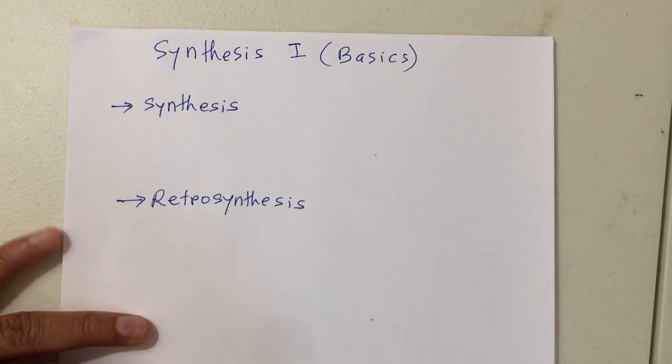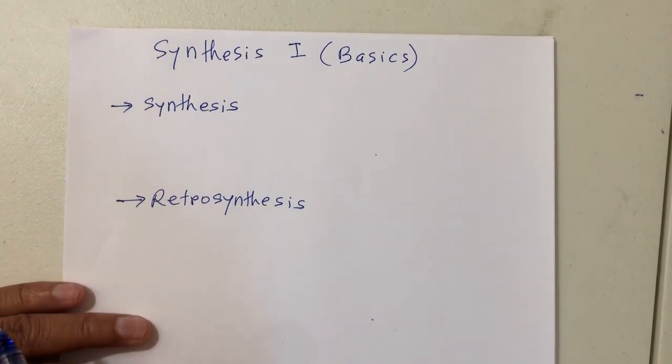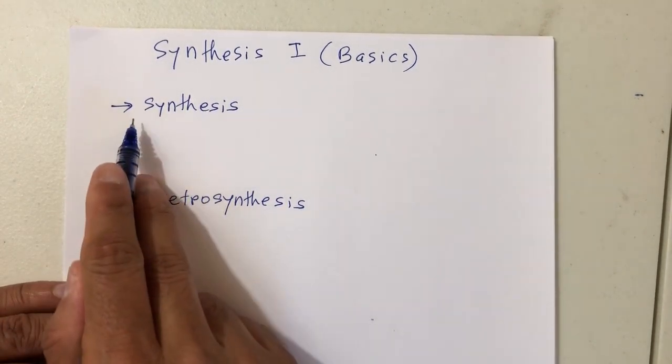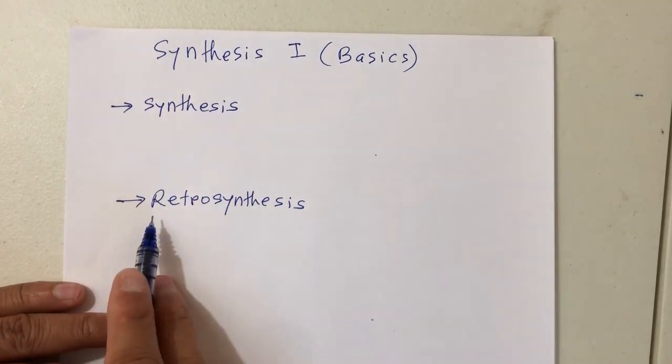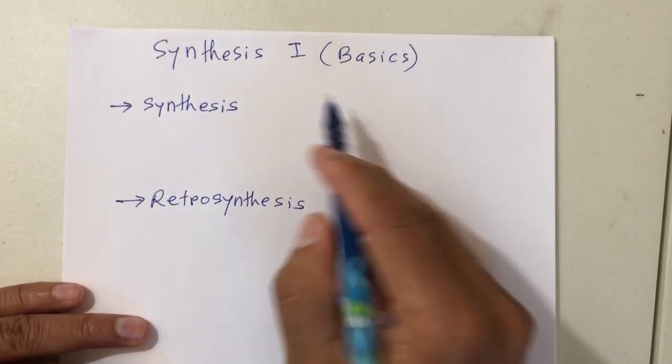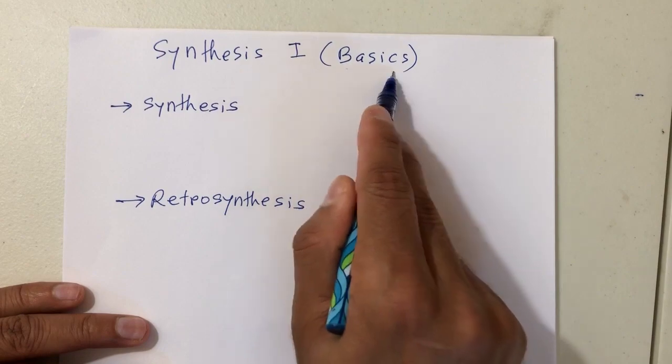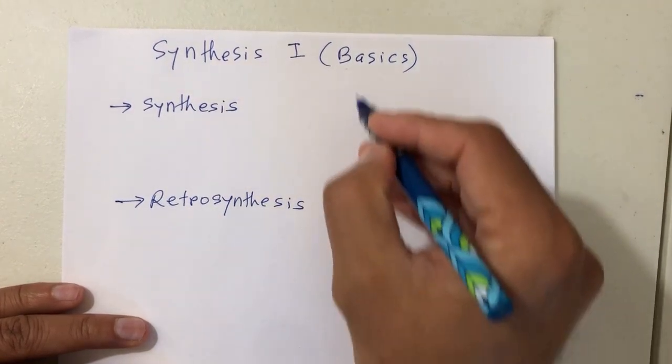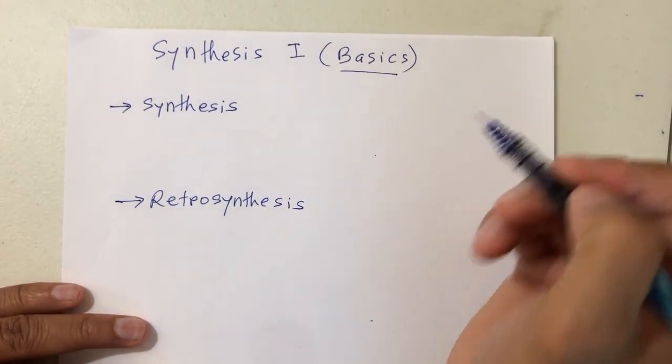And so here we learn how to handle synthesis, right? So there are two basic types of synthesis. One is a normal synthesis and one is retrosynthesis. So in this part, we will only touch the basics, all right? So how do we handle the two different synthesis, all right?